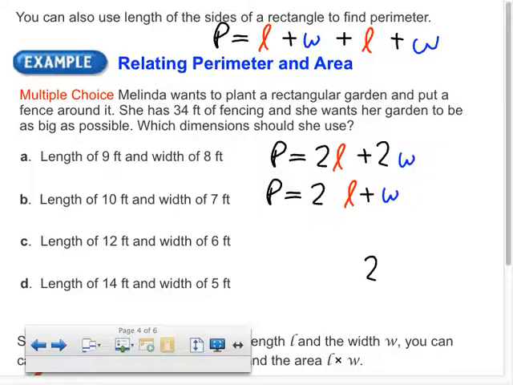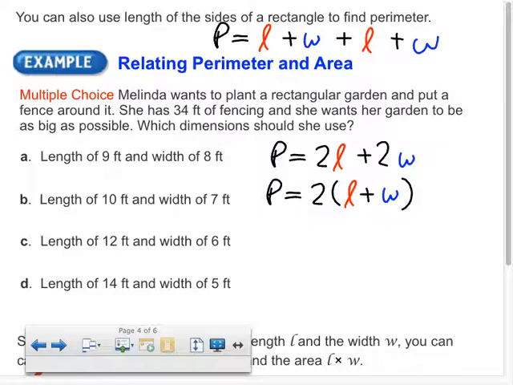Thank you. Now, for those of you that did the distribution portfolio, this part should look very familiar to you. Do you guys remember this? So, do you remember I can distribute the 2 and go back a previous step? Okay, isn't 2 times L 2L and then 2 times W 2W? Okay, I factored out the 2. Okay, I did reverse distribution. Okay, now there's a reason why I'm doing this, because we're going to use this to answer our question, the example, relating perimeter and area.